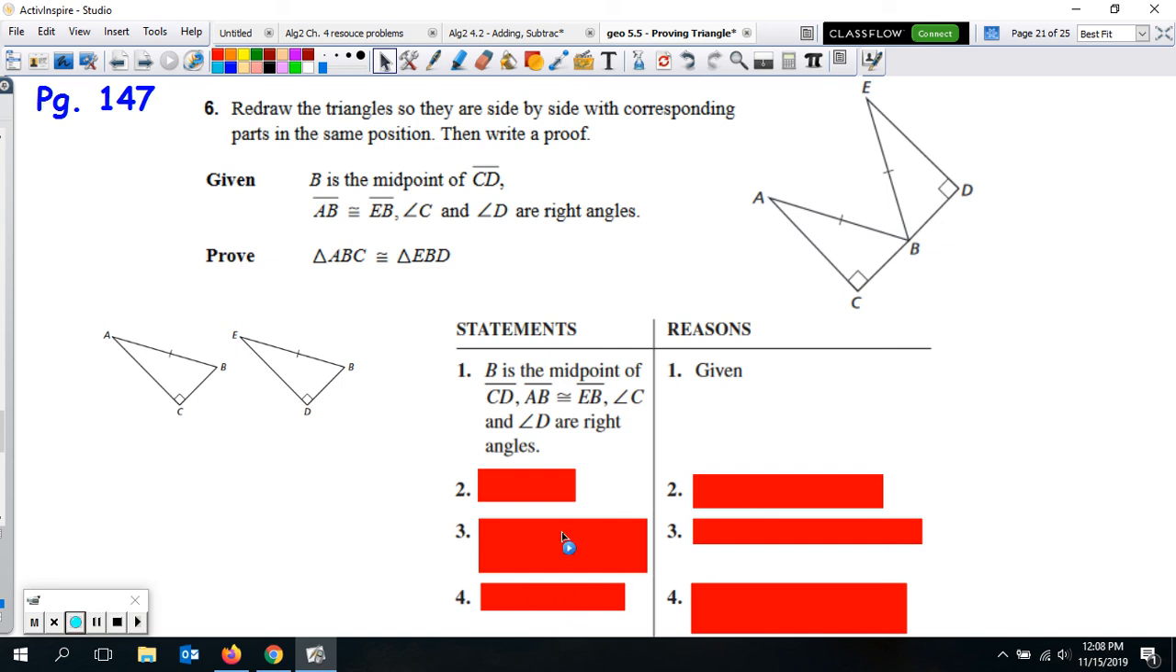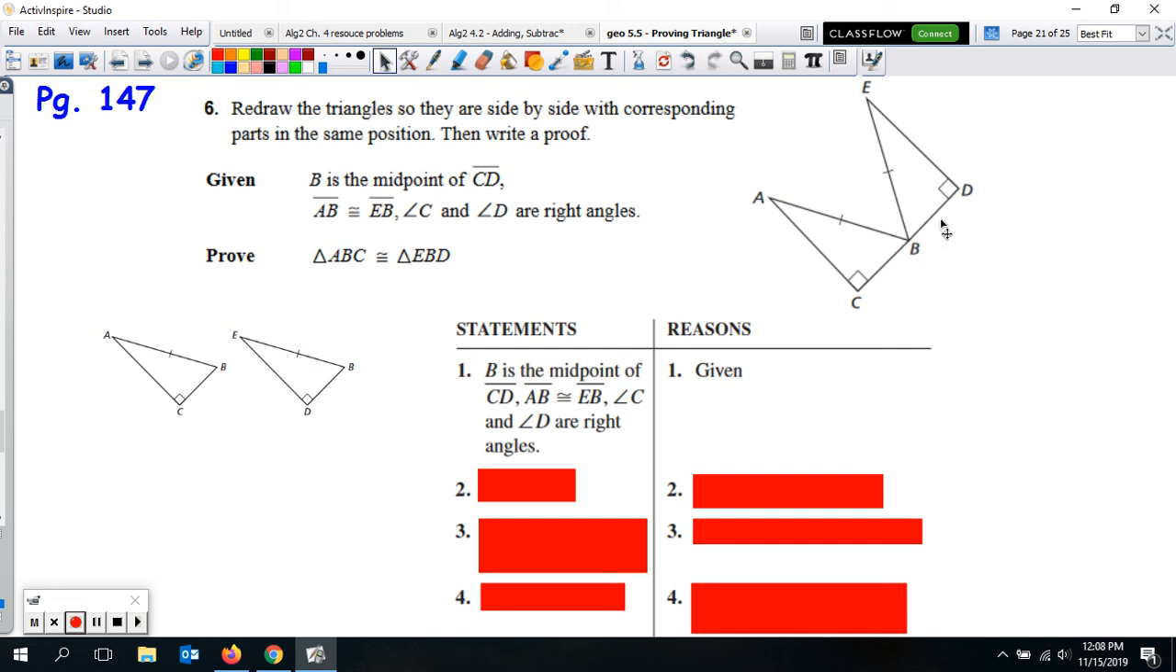But how do we go from number 1 down to 4? So first of all, we're trying to prove that these two triangles are congruent. We separated them in here. It tells us in the given that B is the midpoint of CD. So if this is the midpoint right here, that tells us that these are congruent to each other, because that's the definition of a midpoint.